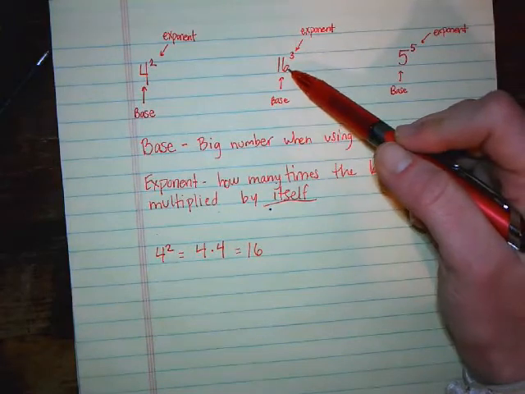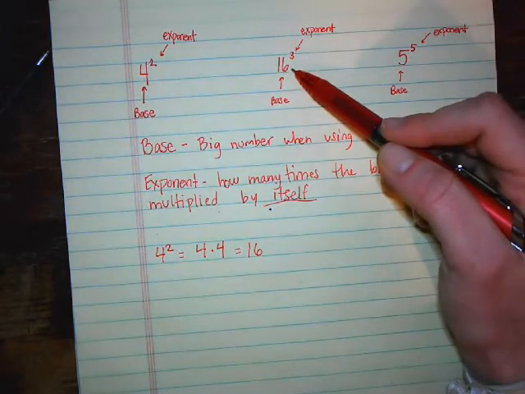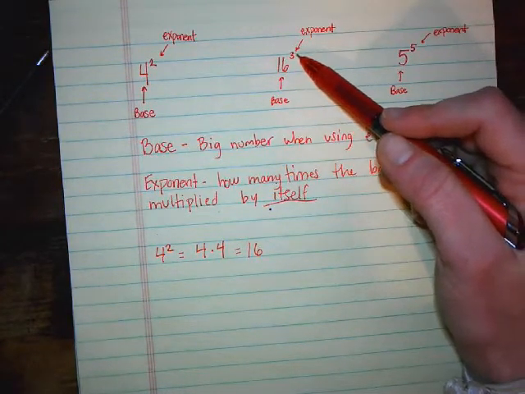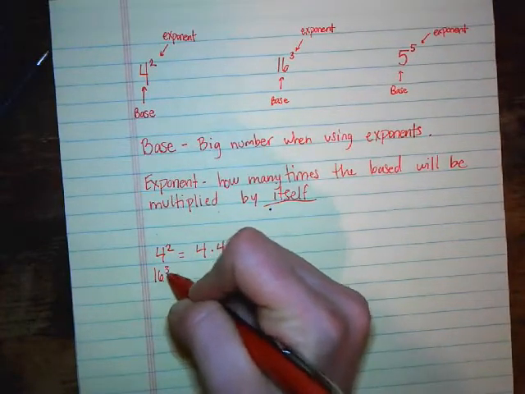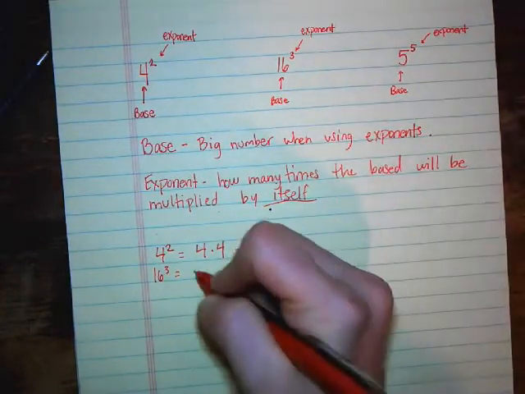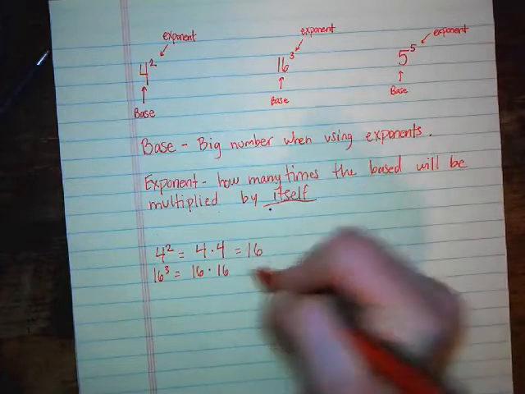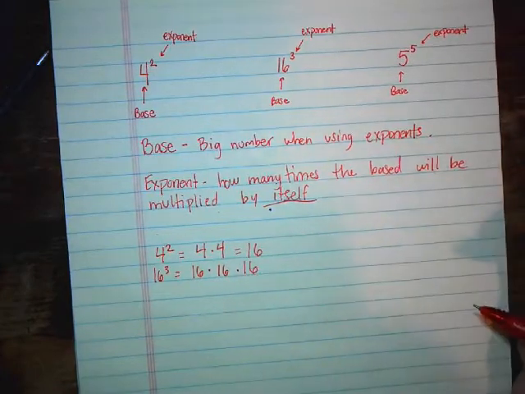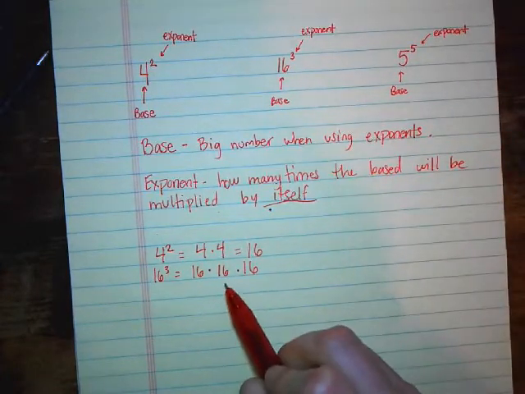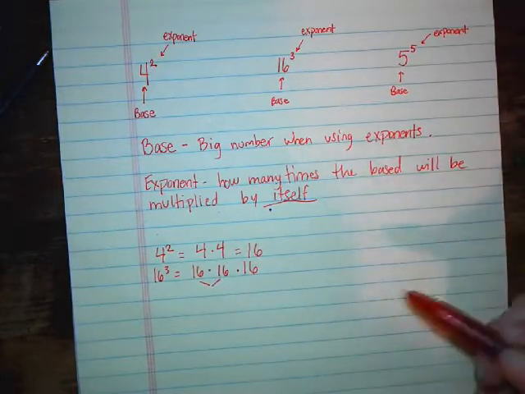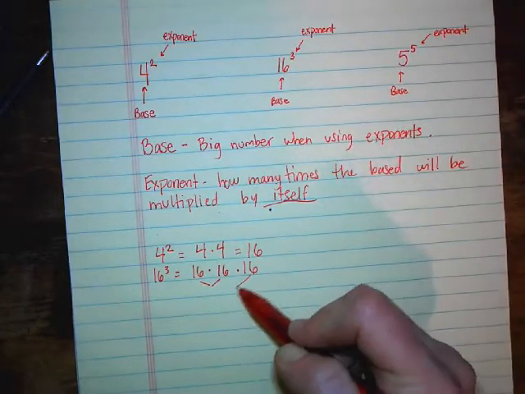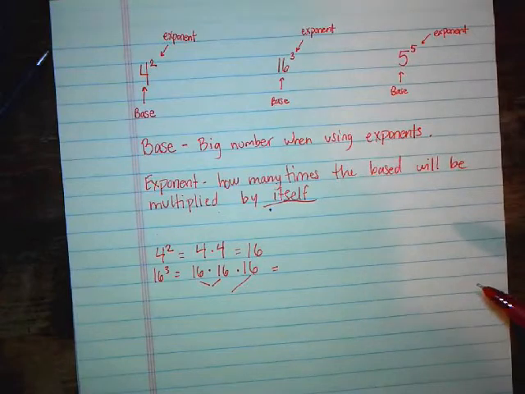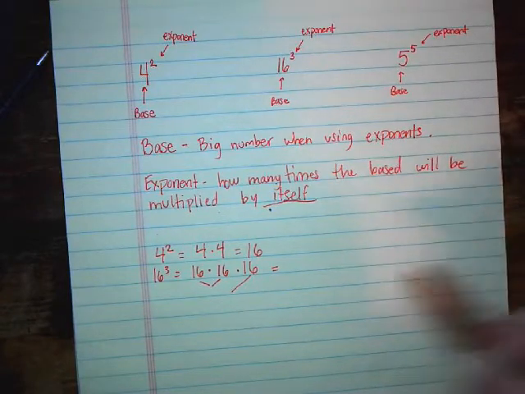If we expand this expression out, we have 16 to the third power, which is going to be 16 times 16 times 16. And so what you would do to solve this expression is multiply these two numbers first, and then multiply this number third, and then we get our final answer.